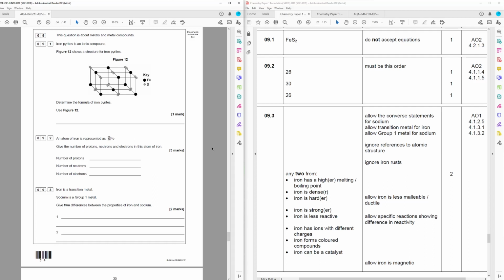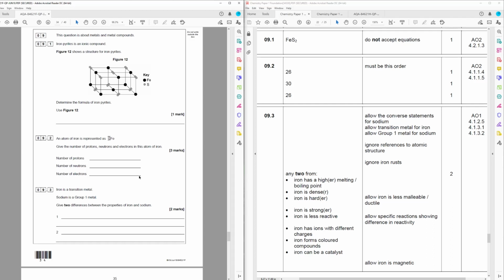For number 9.3, or this 8.3 for you, I think, it's comparing transition metals and alkali metals, and it's asking for two differences in the properties of them. So what we're doing here is we're ignoring stuff talking about electrons and atomic structure. We're talking about properties. So we want things like iron, and we need comparators here. You don't want to just say that sodium reacts. It doesn't tell me anything about sort of comparative between the two.